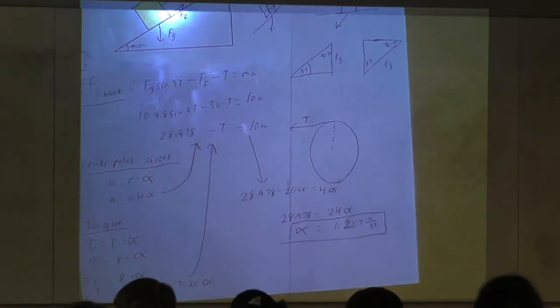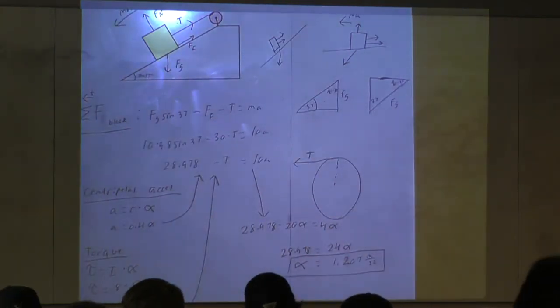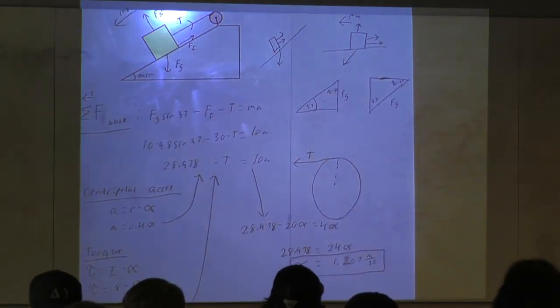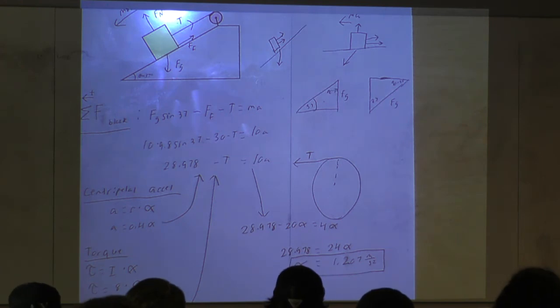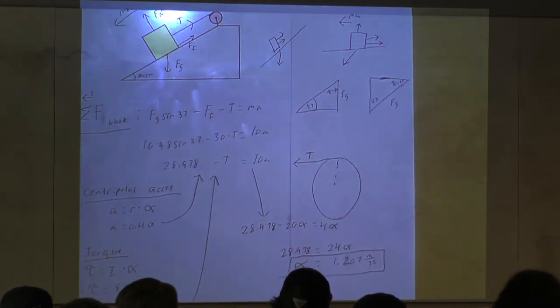Go ahead. In the topmost equation, the F of the block, that 10a, that's the acceleration of the block. Yes, because it's just ma. So it's the acceleration of the block linearly down the edge. So why is that 10a the same as the a that is r alpha?